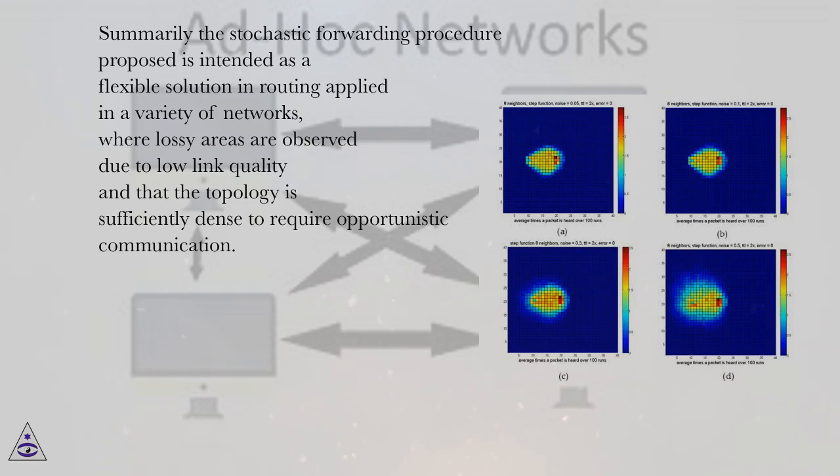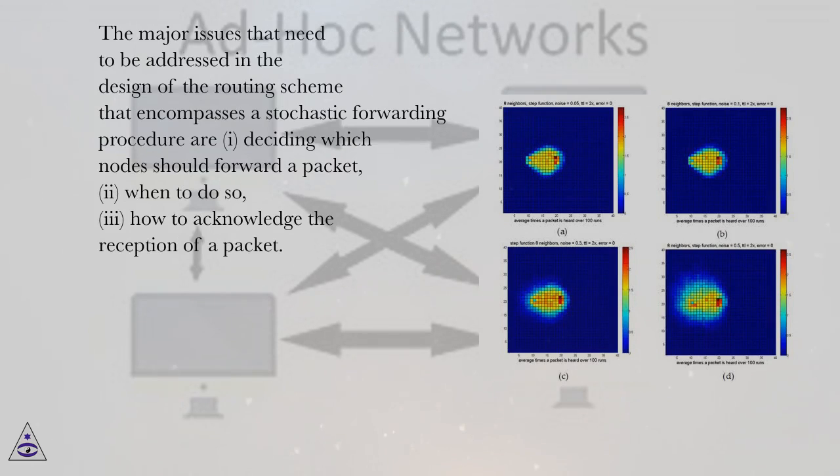Summarily, the stochastic forwarding procedure proposed is intended as a flexible solution in routing applied in a variety of networks, where lossy areas are observed due to low link quality and the topology is sufficiently dense to require opportunistic communication. The major issues that need to be addressed in the design of the routing scheme that encompasses a stochastic forwarding procedure are: 1. Deciding which node should forward a packet, 2. When to do so, 3. How to acknowledge the reception of a packet.